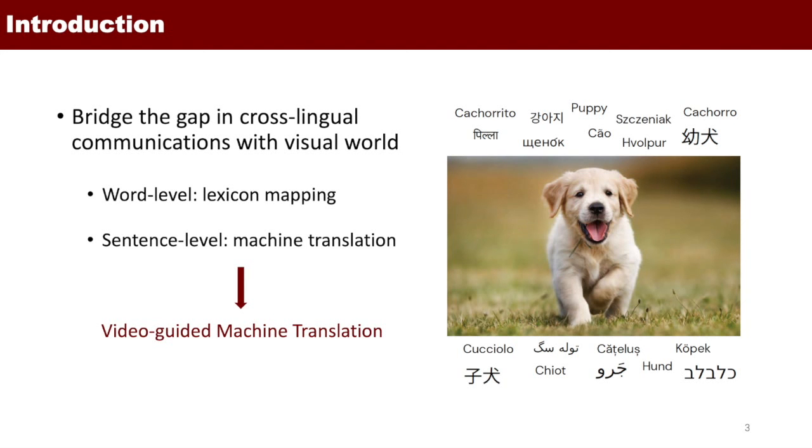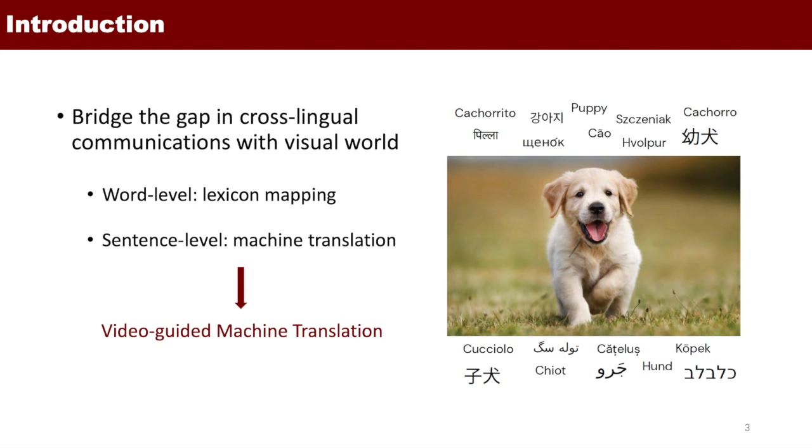The common visual world has been widely used to bridge the semantic gap in cross-lingual communications. As shown in this figure, the word puppy has various expressions in different languages, but they have the same visual representation all around the world. Therefore, many works have explored bilingual lexicon mapping via the common image or video. Naturally, people are wondering if the visual context can help more complex but universal sentence-level cross-lingual translation.